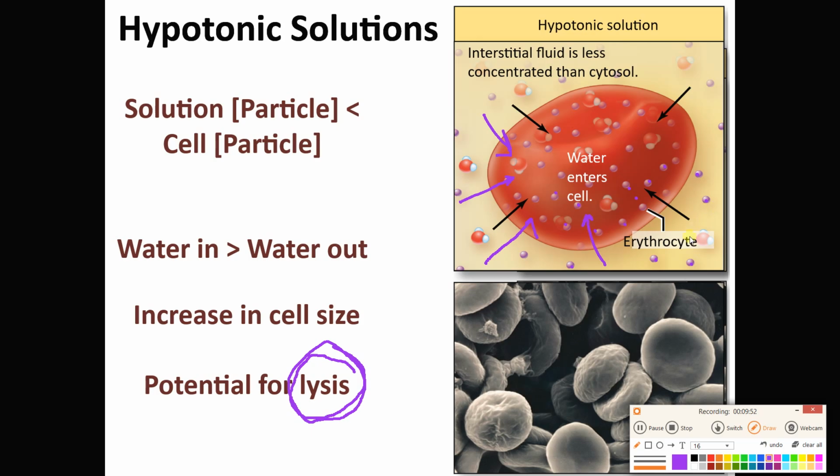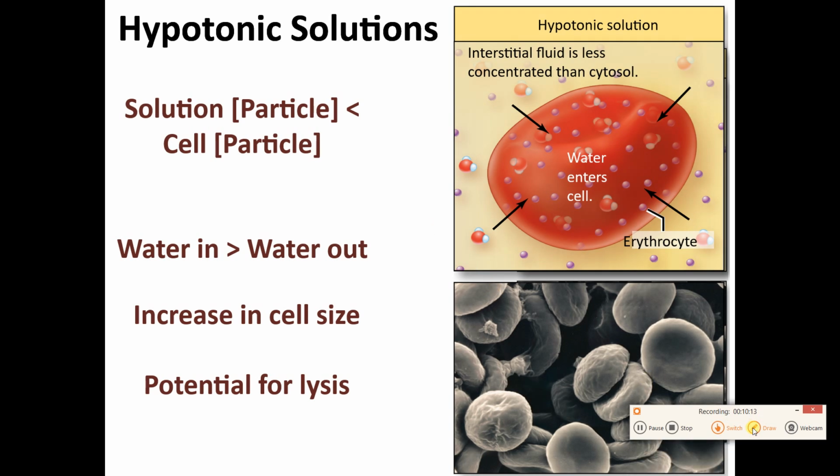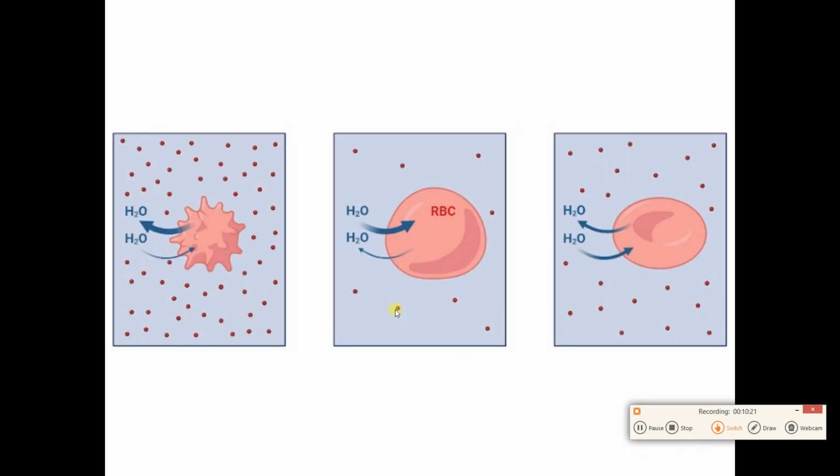The solution has fewer particles, more particles inside the cell, so water is going to go in and the cell is going to get bigger. Worst case scenario, the cell could undergo lysis. It could break open. Fantastic. Those are my three ways I can describe a solution based on what direction osmosis happens if we put a cell in that solution.